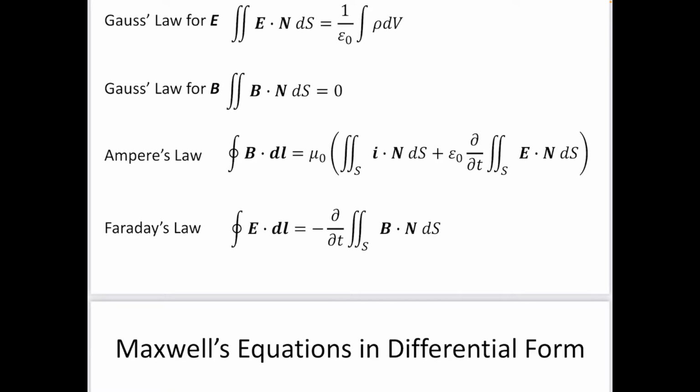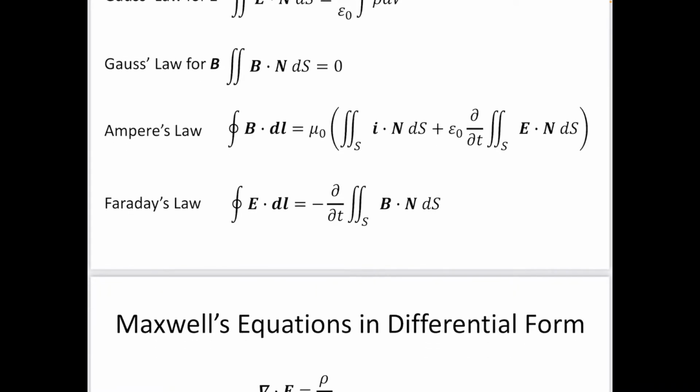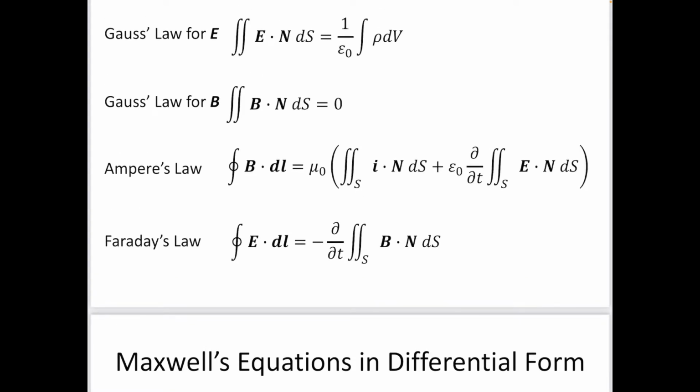And Faraday's law: the line integral of the electric field over the closed path is equal to minus the partial derivative with respect to time of the surface integral of the magnetic field. This is Faraday's law. These four equations are the fundamental Maxwell's equations.